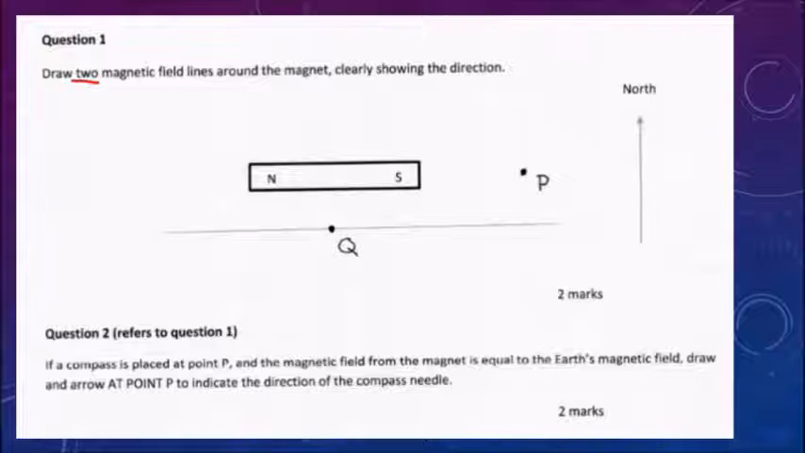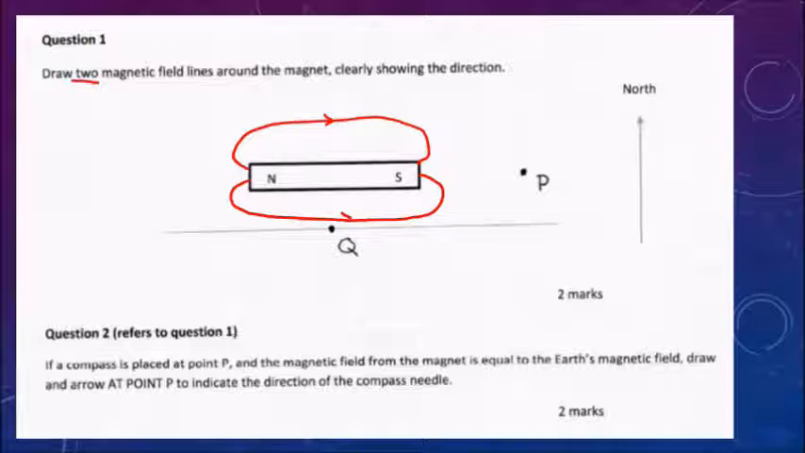What you need to have here is the field lines coming out of the north pole of the magnet and coming around to the south pole of the magnet like that, going clearly from north to south. The only thing you really need to make sure with the field lines is that they don't cross each other. So anything like that is an acceptable answer. That's your 2 marks there for the field lines.